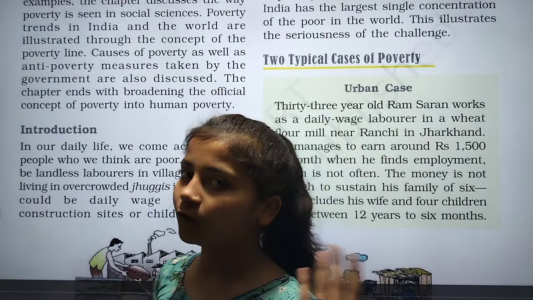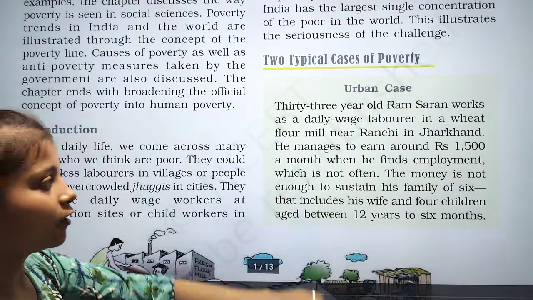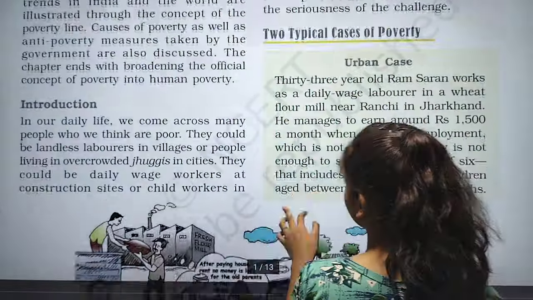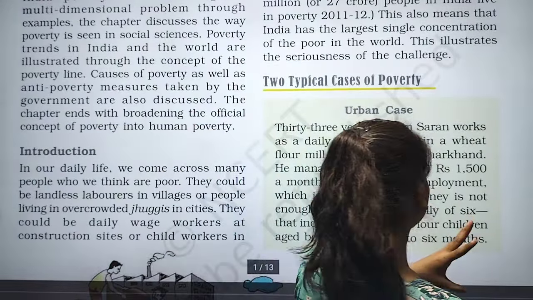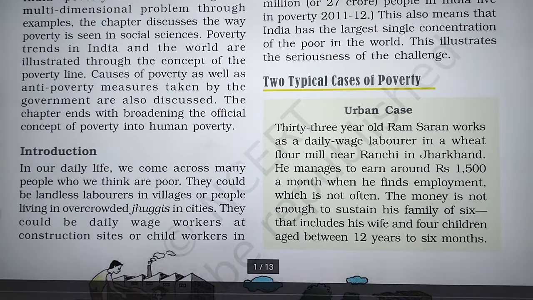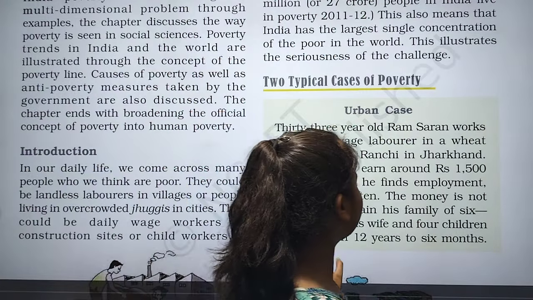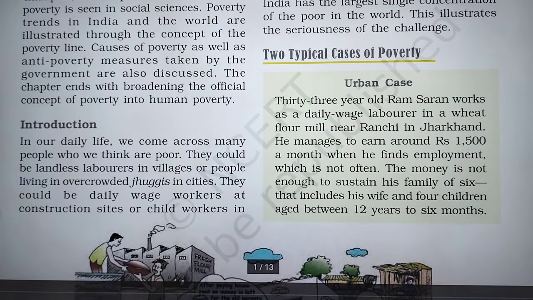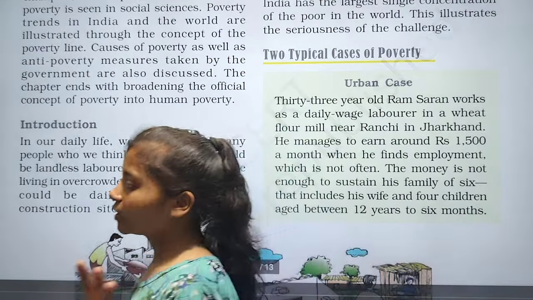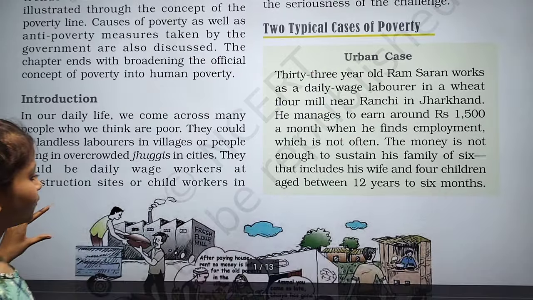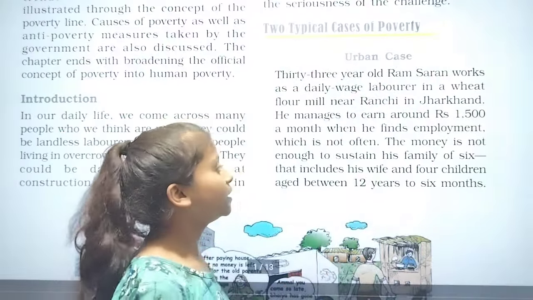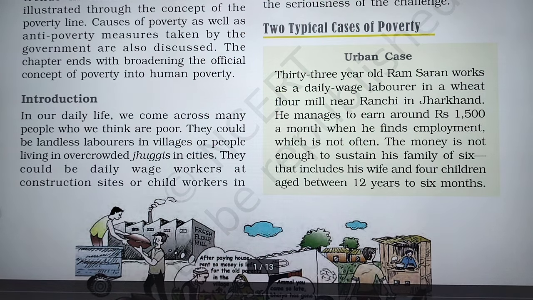It means when he finds employment, he manages to earn ₹1,500 a month, which is not often. This money is not enough to sustain his family of six, that includes his wife and four children. It also depends on the family: if the family is large, they cannot fulfill their basic needs.